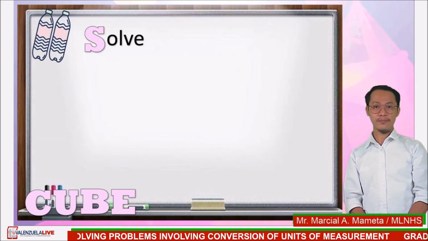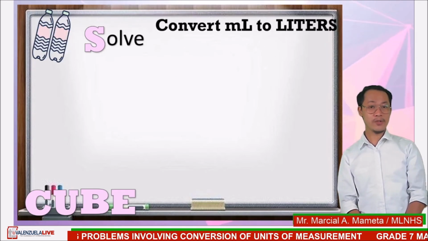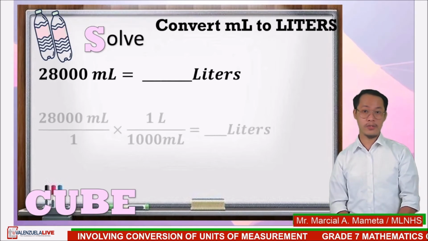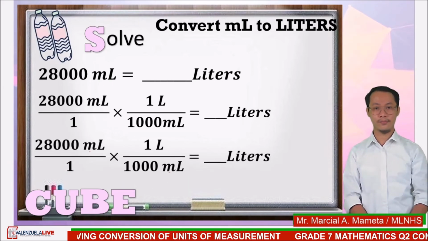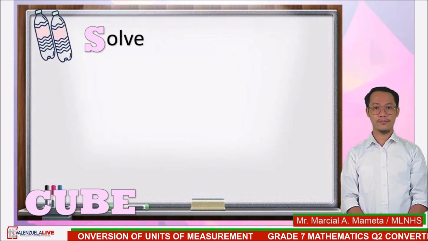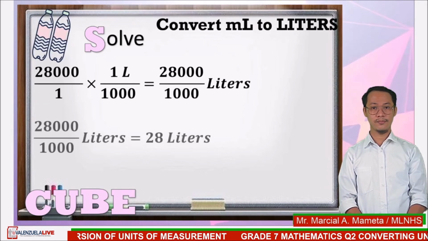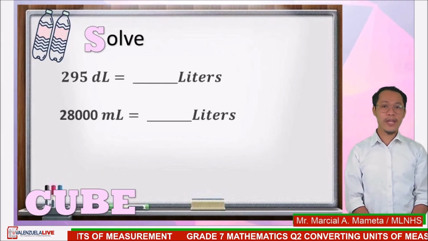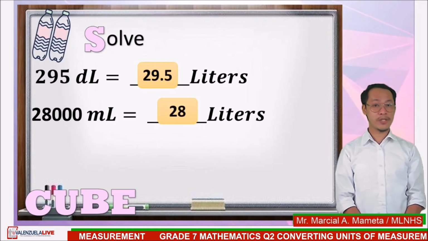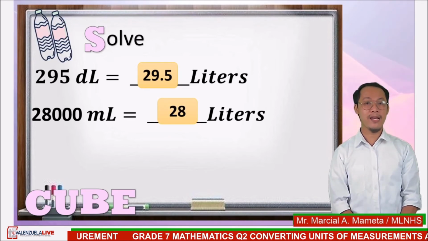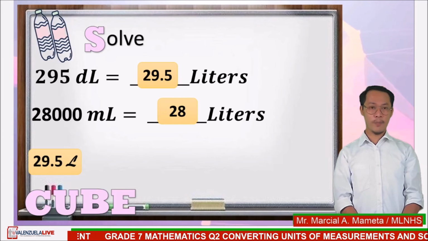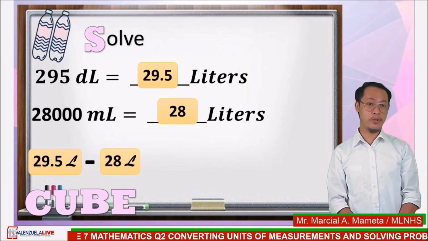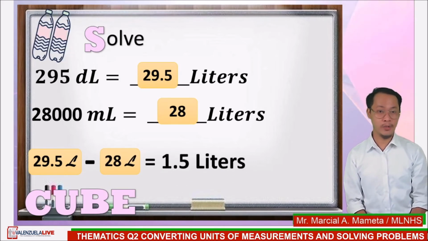Next, let us try to convert milliliters to liters. This time, 28,000 milliliters is blank liters. So here is the solution. 28,000 milliliters is equal to 28 liters. Therefore, we have 29.5 liters minus 28 liters is equal to 1.5 liters.